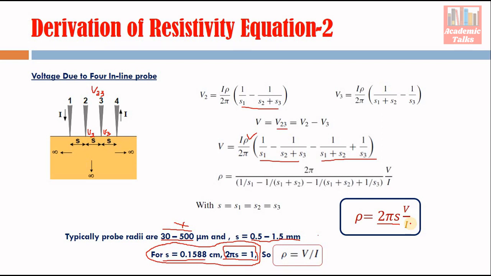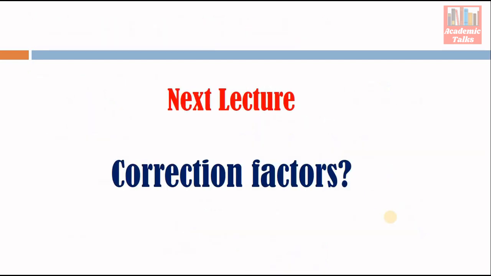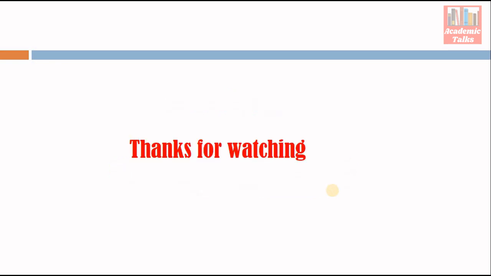So in today's lecture we have seen how to derive the equation of resistivity for the 4 probe setup, right? And in the next lecture we will see correction factors. Correction factors means, just now we have seen a mathematical equation for resistivity, but most of the time we don't get accurate results from this equation, because the sample is not semi-infinite all the time, and in that case we need to add some correction factor into this equation in order to get accurate results. So that part we will cover in the next lecture, and till then, goodbye.